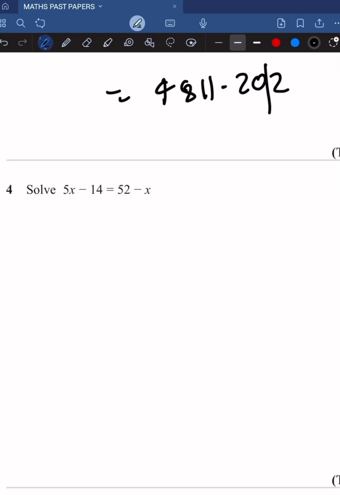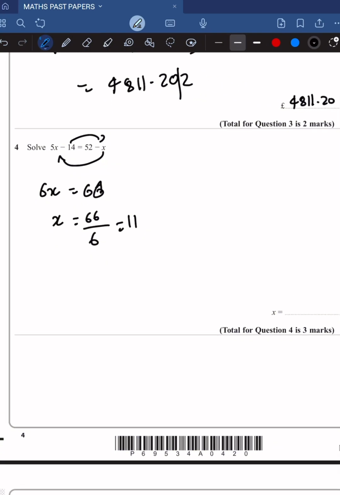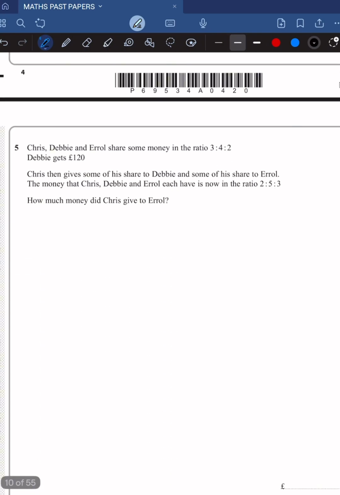Let's go. Solve. So let's move this here. 6x, move this here, equals, 6x equals 52 plus 14 is of course 66. What am I doing? X equals 66 over 6, which is 11. 3 marks, done.